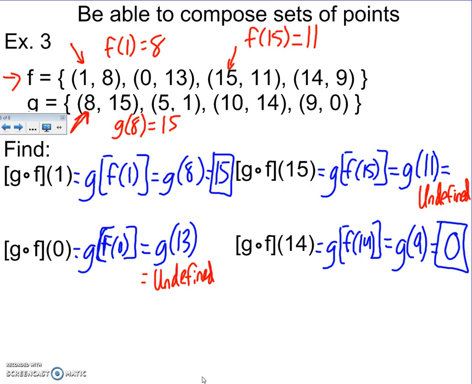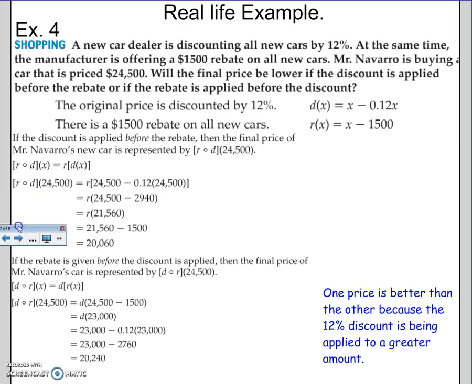Alright, last slide. This one I just want to talk about. It might make sense to y'all. So here's a real life example. Suppose you go to a new car dealer and they're discounting all cars by 12%. At the same time, the manufacturer is offering a $1,500 rebate on all new cars. Mr. Navarro is buying a car that's priced $24,500. What will the final price be? Or will the final price be lower if the discount is applied first before the rebate, or if the rebate is applied first before the discount?